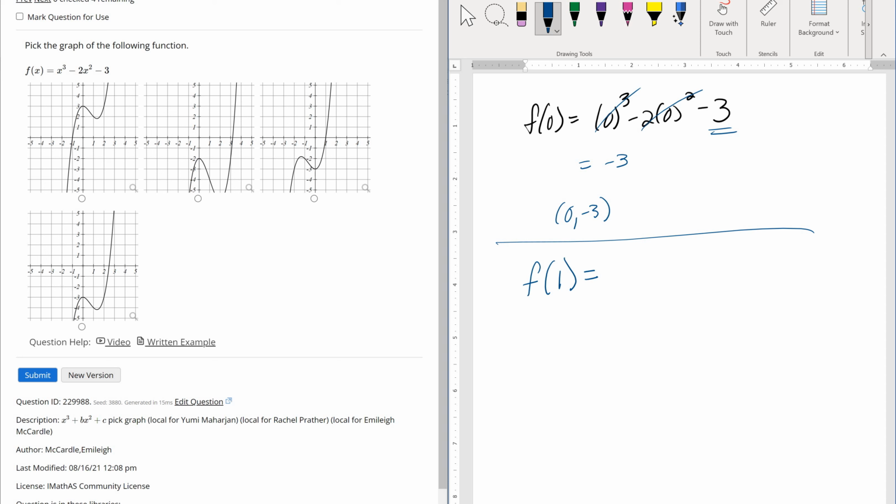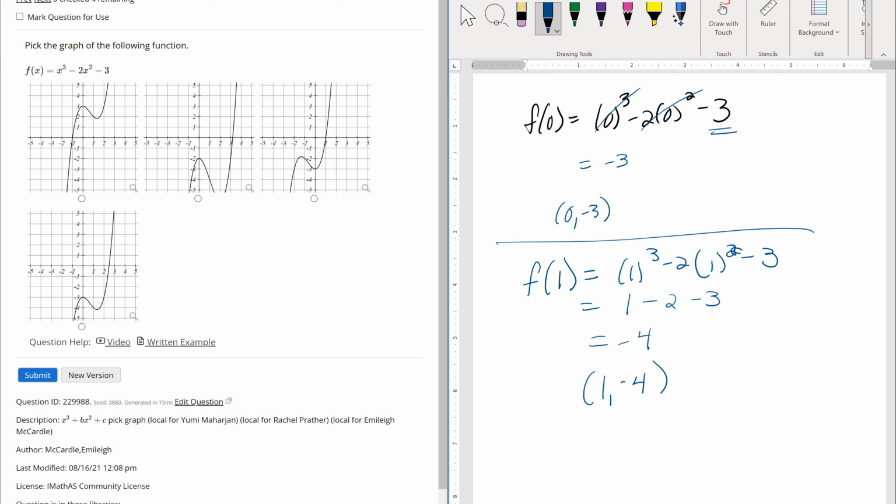Okay, so this would be 1 cubed minus 2 times 1 squared minus 3. So 1 cubed is 1, and then minus 2 times 1 squared is just going to be 1 times 2 is 2, minus 3. So 1 minus 2 minus 3 is -4. So I'm looking at the graph that has another point that is (1, -4).